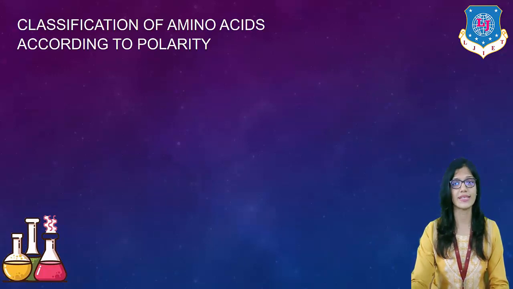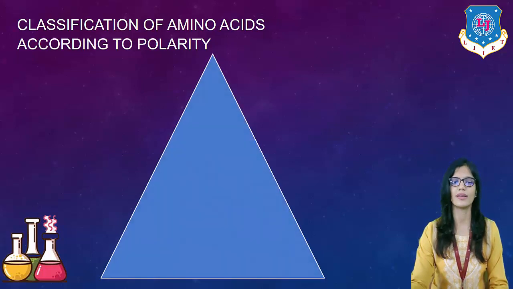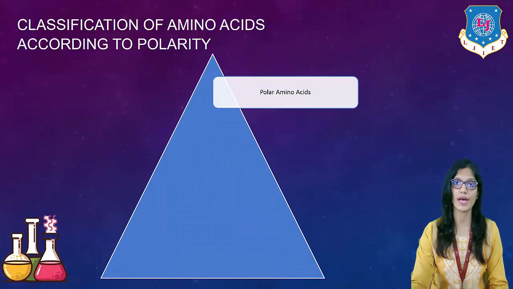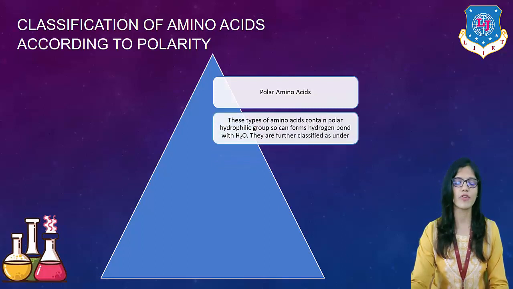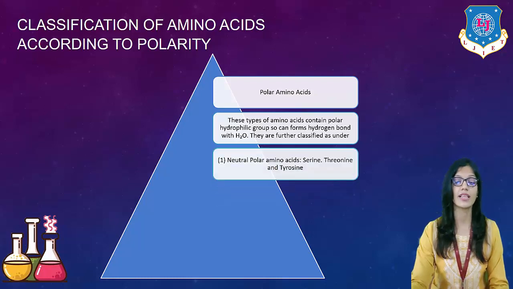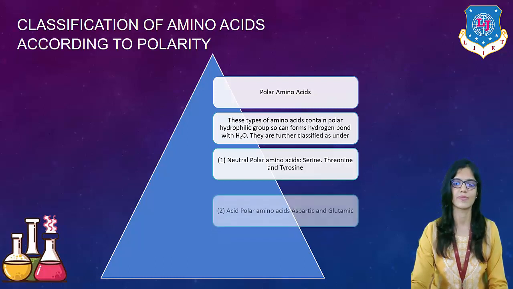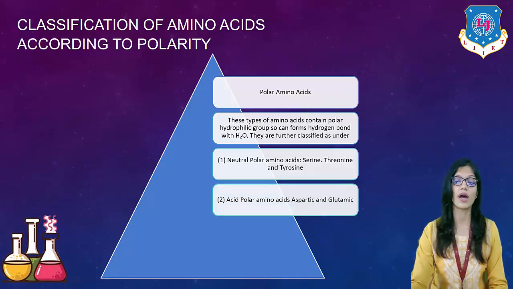Our next classification is on the basis of polarity. So according to polarity, we can classify our amino acids, the first type being known as polar amino acids. Okay, so these types of amino acids contain polar hydrophilic groups, so they can easily form hydrogen bonds with H2O, and they are further classified as under. The first one is neutral polar amino acids, which are serine, threonine and tyrosine.